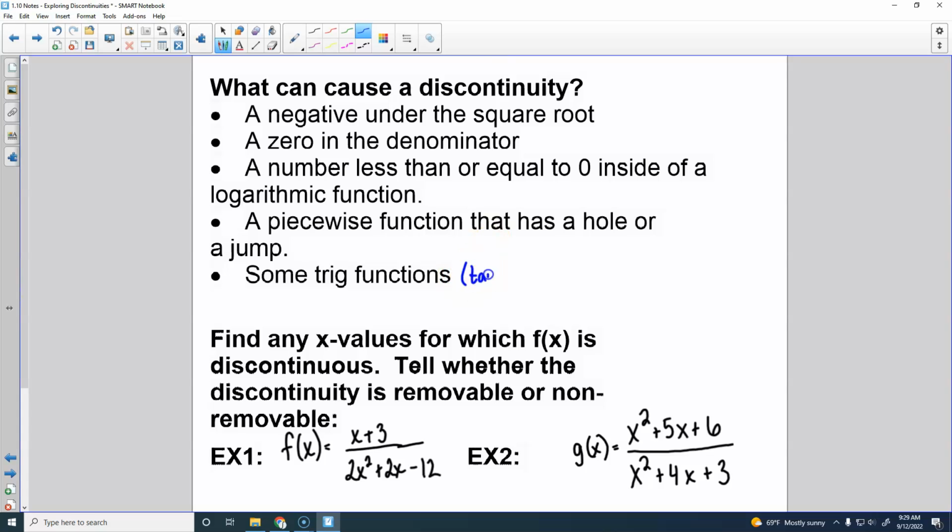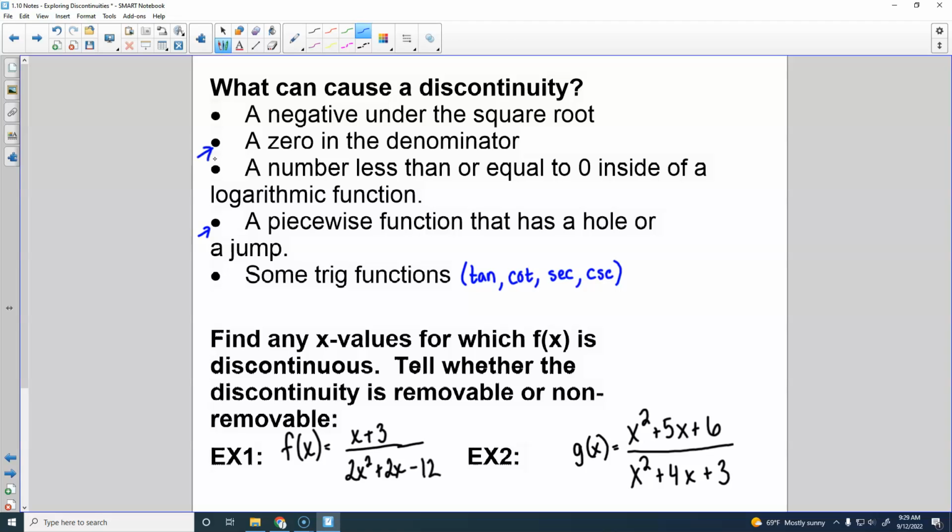And then there are some trig functions that have discontinuity built in. They are tangent, cotangent, secant, and cosecant. If you remember those graphs, we didn't spend a lot of time on them, but all of those graphs have vertical asymptotes at periodic intervals. We probably won't see a ton of those either. The main two we're really going to see are zeros in the denominator, and piecewise functions with a hole or a jump. Those are the big two that we're going to see.